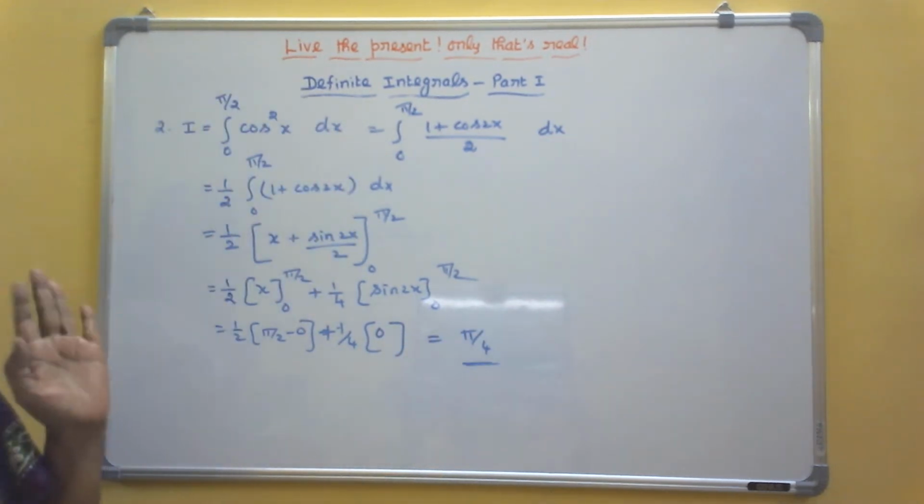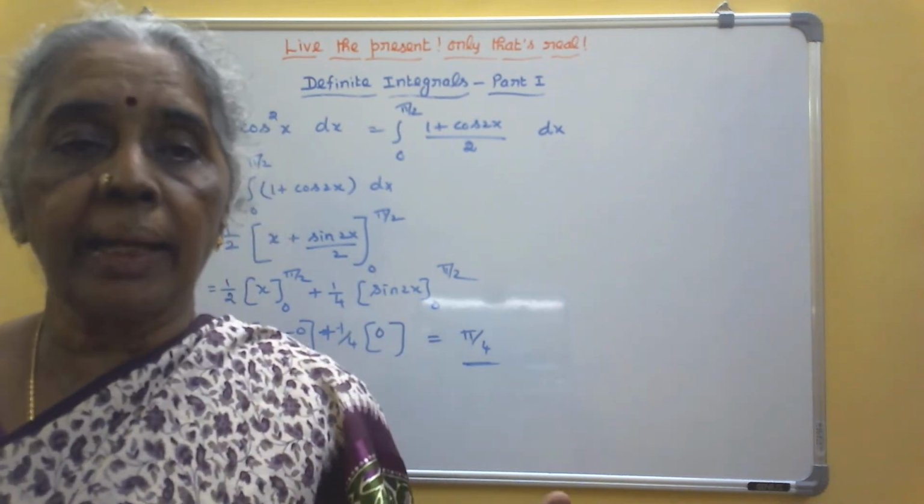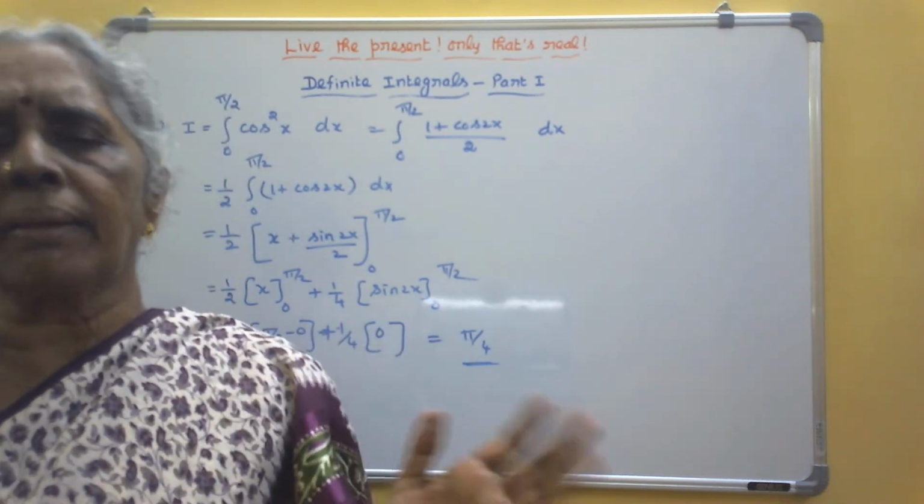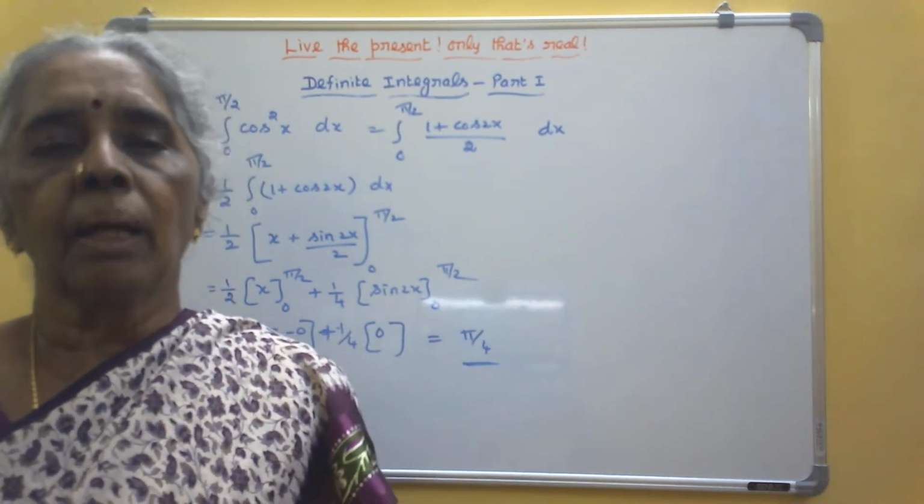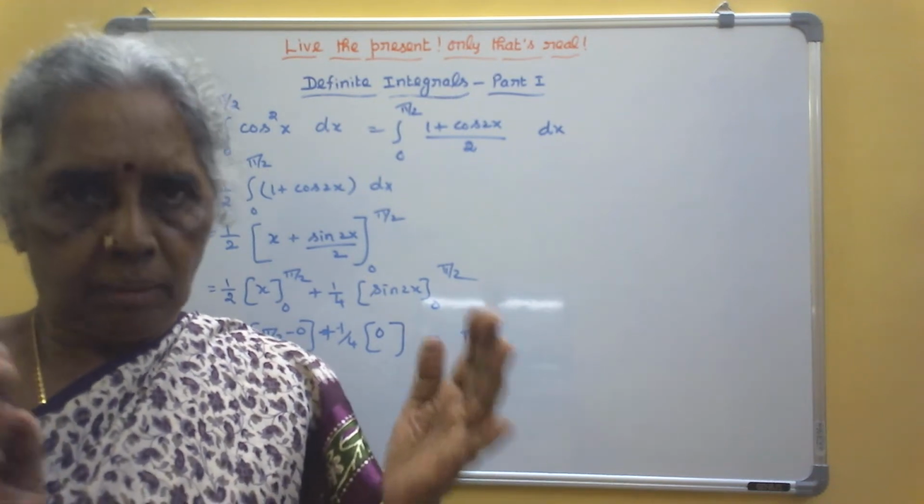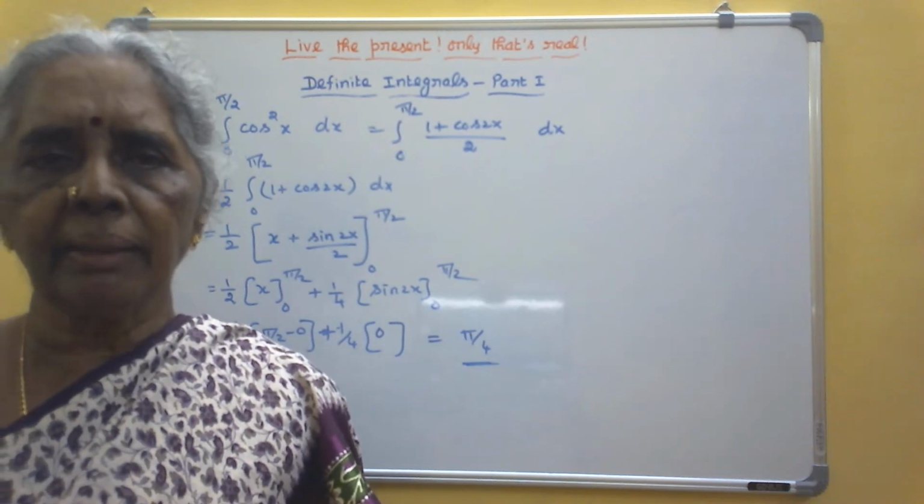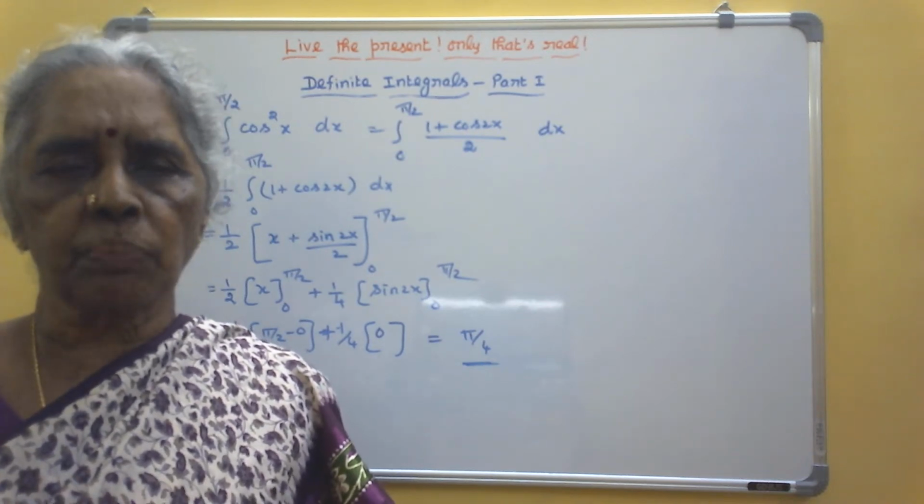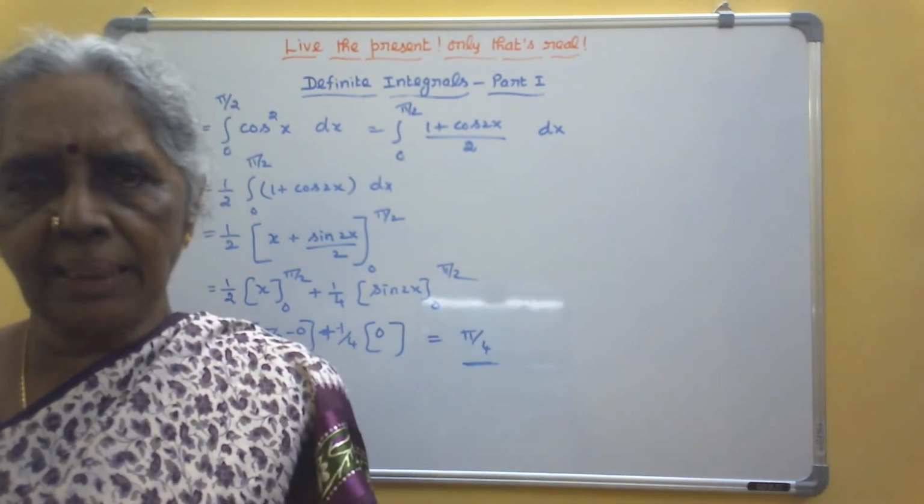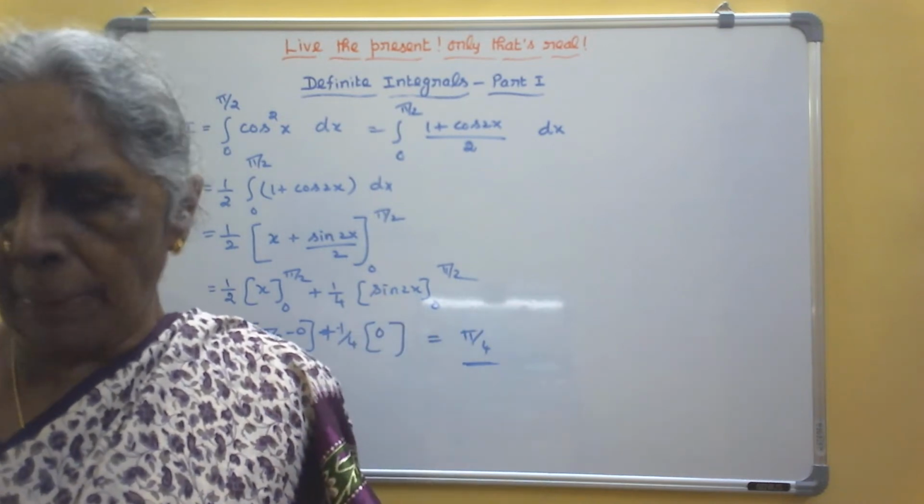So in the method of integration, remember I am again telling you, whichever method you get, completing the square method, by parts, partial fraction, whatever method, you have to normally integrate and then you have to substitute the upper limit, then minus the lower limit. Remember this.